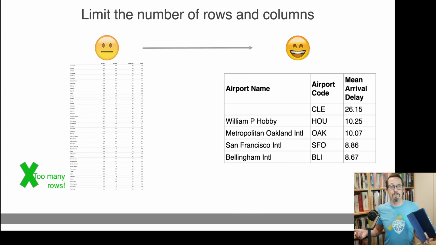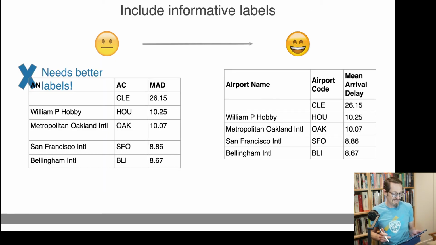Don't try to stuff too much data into a table where you can't see it, especially if you're old like me. Make sure that column labels are informative. I don't know what AC is or MAD. Okay? Tell us what each variable is in the headings of the table.